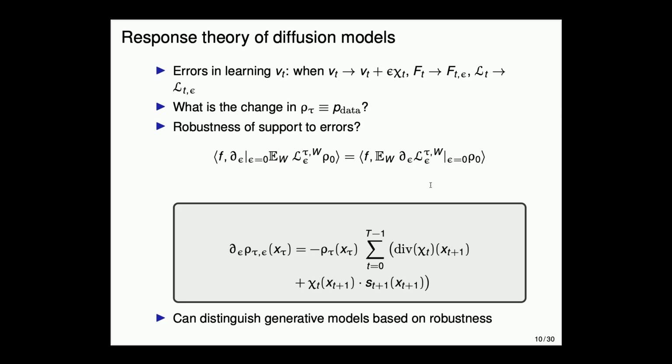The more interesting question is what happens when you do not have a density. If rho tau does not have a density, these operations are not legal, so how can we quantify the errors that you will get in the generated density?